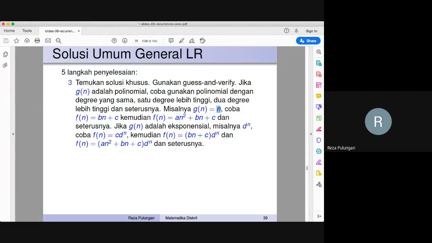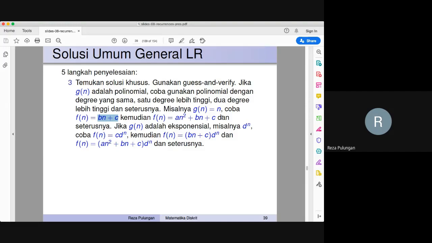So if this is the one, then your guess will be that the solution is Fn equal to Bn plus C, where B and C are constants. So this is the general degree 1 polynomial. But if this does not result in a solution, then guess something of higher degree. The next higher degree will be Fn equal to An to the power of 2 plus Bn plus C, and so on. If it does not work, then you guess Fn equal to An to the power of 3 plus Bn to the power of 2 plus Cn plus D, and so on.